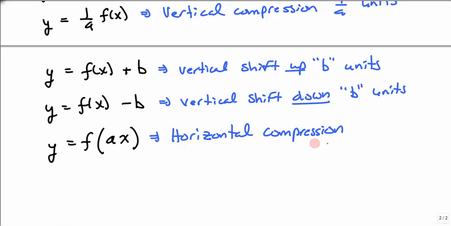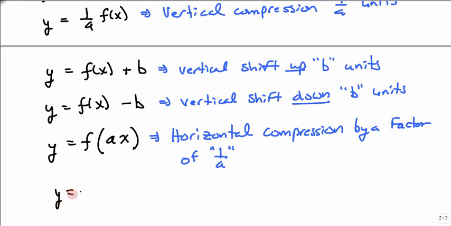So this is a horizontal compression by a factor of 1 over A. So if this was 4, we'd take the graph and we'd compress it by a factor of 1/4.